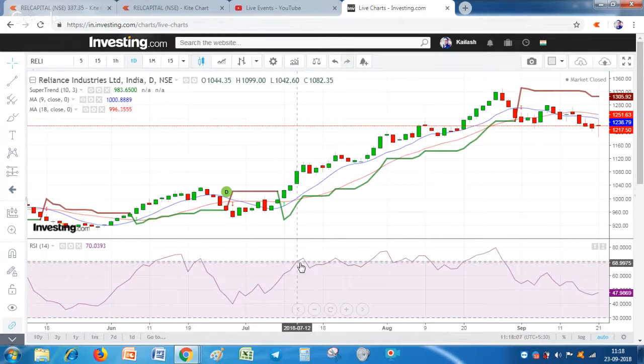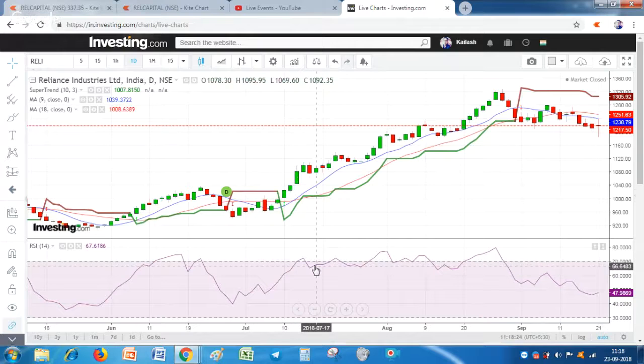So let me just show you this part with a live example. You could say it's live, meaning I'm showing you in the current market. Though it's not the live market, you could still see here that Super Trend has given a buy signal and RSI has reached the top.